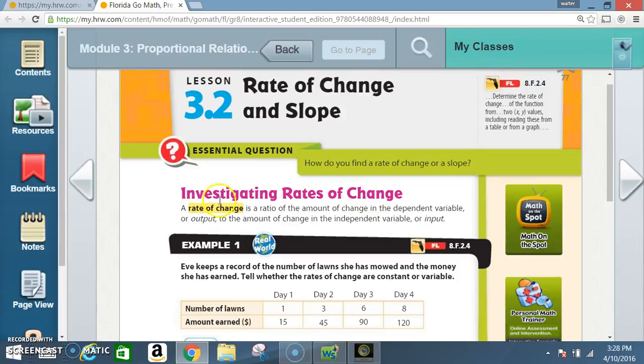Investigating rates of change. A rate of change is a ratio of the amount of change in the dependent variable or output, also called the Y value, to the amount of change in the independent variable or input, which is called the X variable.